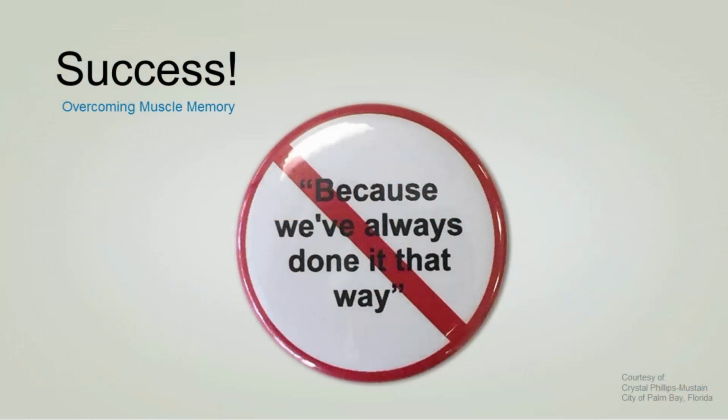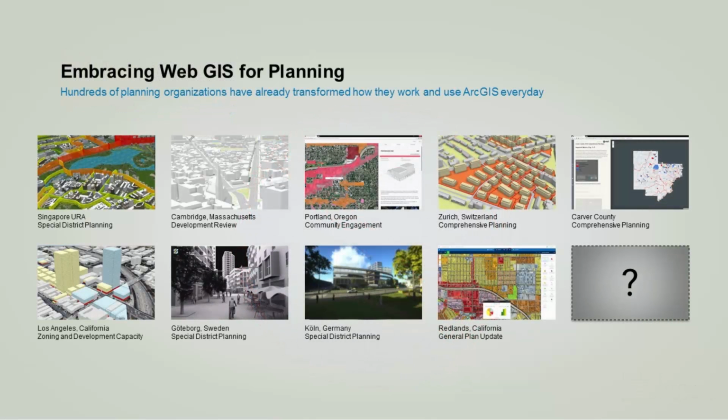Firstly, we have to overcome the biggest challenge of all, and that's muscle memory. Planners shouldn't be afraid to do some experimentation, and we need to recognize that changing public expectation is on its way and fully leverage the power of the web. So hundreds of planning organizations have already transformed how they work. At Esri, we're building tools that leverage web GIS for planning and community engagement. Cities and regional organizations are using web GIS and 3D to do zoning, development capacity planning, master planning, development review, just to name a few.